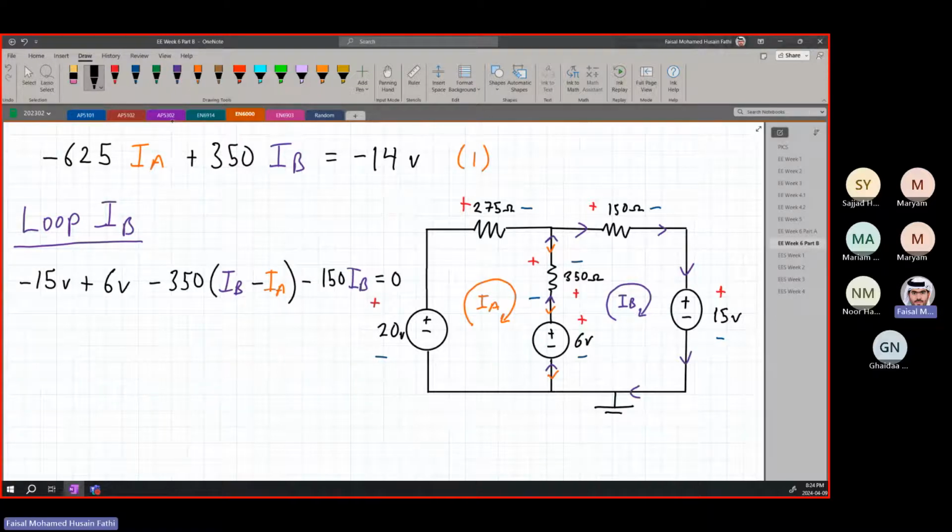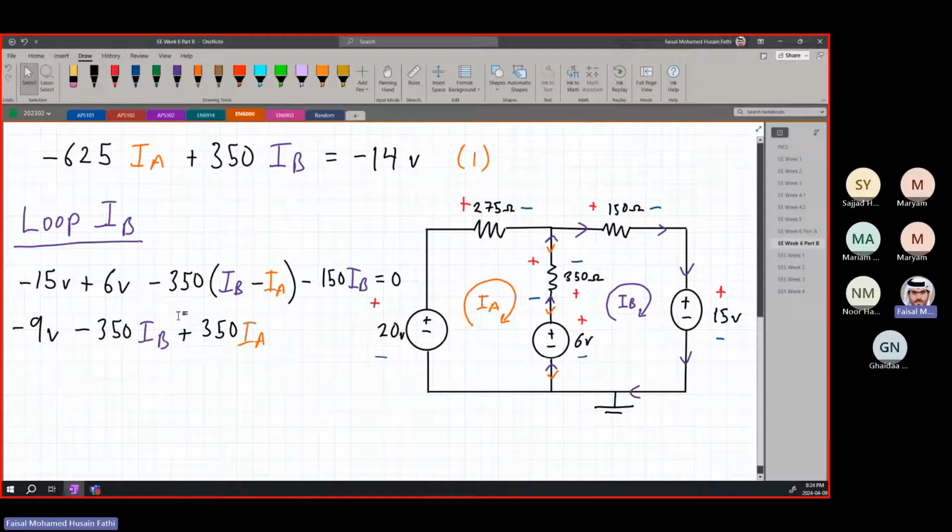Okay? So if we simplify this, minus 15 plus 6 is minus 9 volts. Let's distribute this. So minus 350 IB plus 350 IA. Again, you can look at this directly. And if you want, you can write this directly instead of writing it in brackets. Why? Because now we're looking at it from the right-hand side. It is a voltage drop in terms of IB, which is the purple, and it's going against it. So it's going from plus to minus. But IA is positive because it's going from minus to plus, sorry, from the perspective of IB.